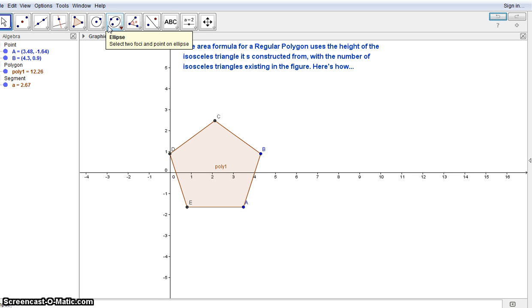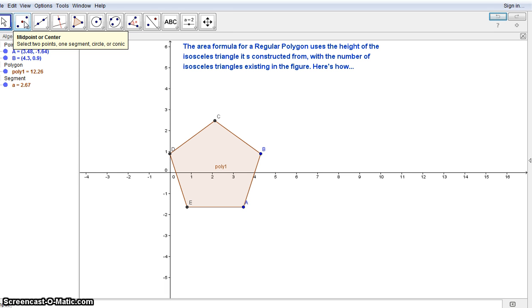So let's try to find the triangles that live within this regular pentagon, regular because all sides are the same length and all interior angles are the same measure. So let's see how we can find the center.